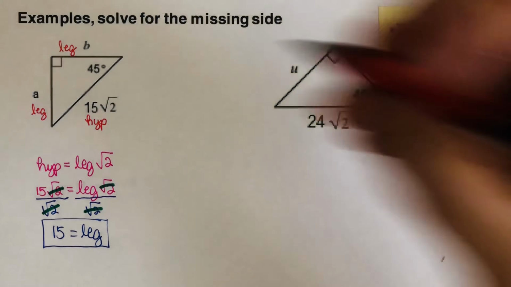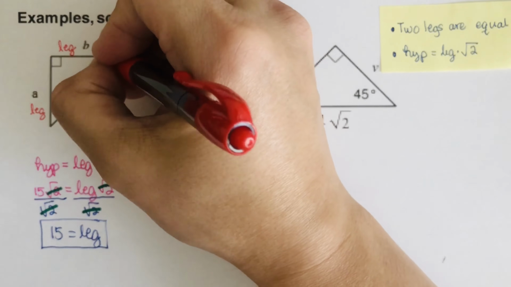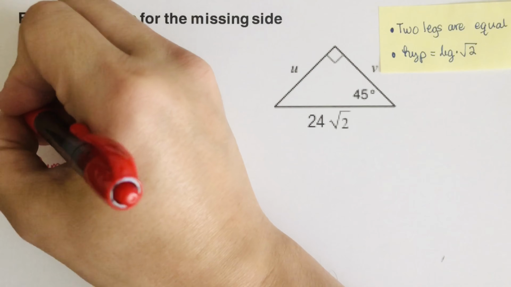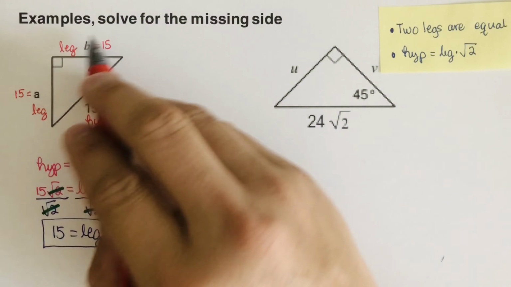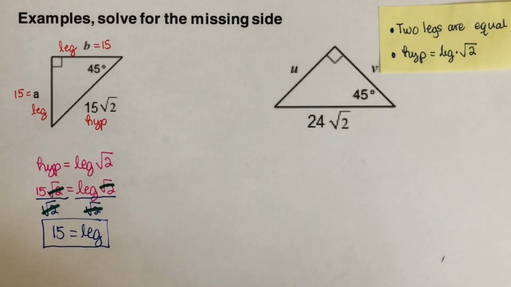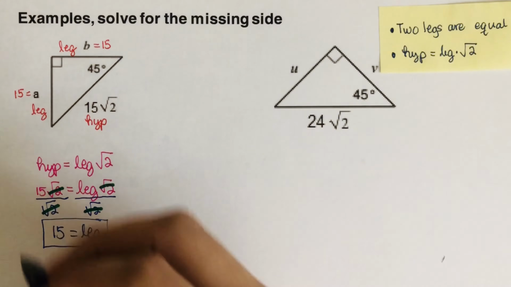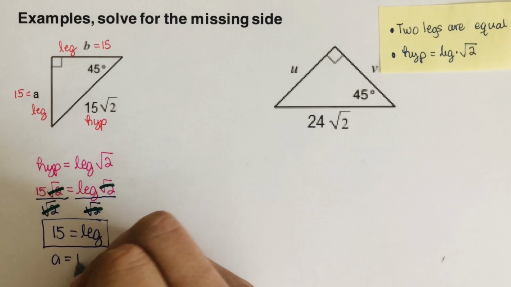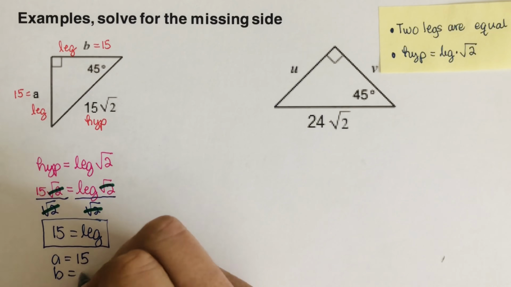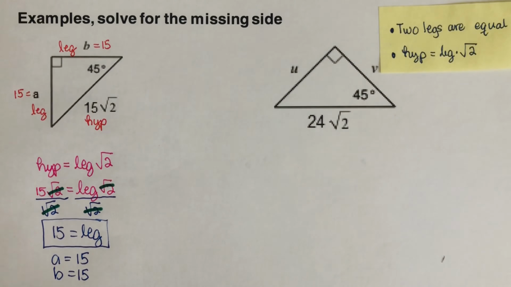So then we can write that B is 15 and A is 15. Both of them are 15. So A is 15 and B is 15. These are the two answers.